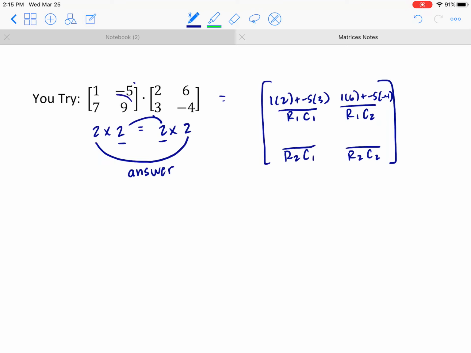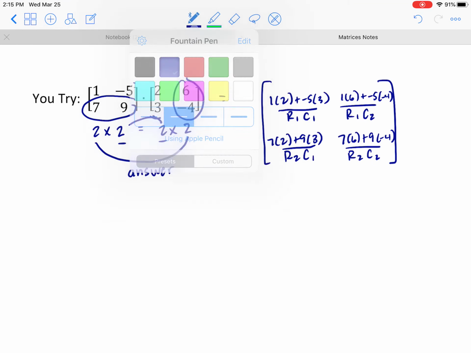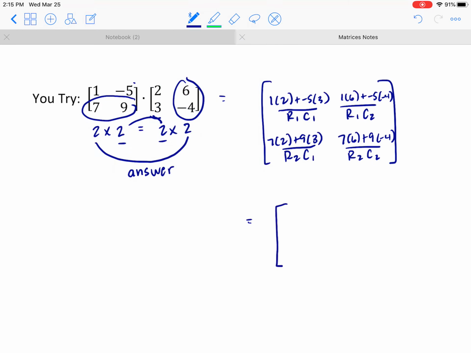And now I'm going to move to the next row. Row 2, column 1 would be 7 times 2 and 9 times 3. And then lastly, row 2, column 2, right here. So 7 times 6 and 9 times a negative 4. That was the hard part.